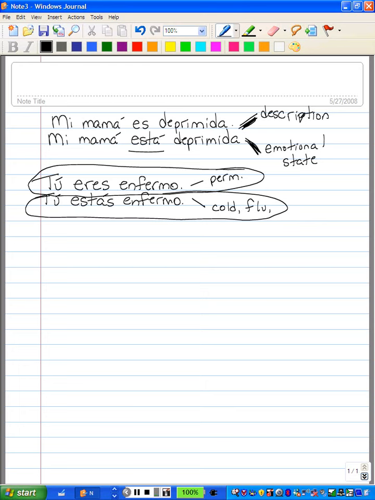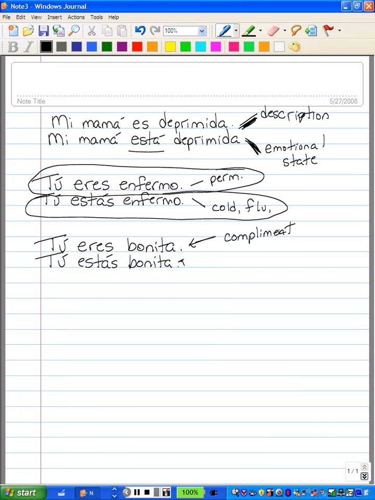Alright, another one. If you go to a nightclub and you meet a girl and you say, you are pretty, tú eres bonita, and then you have the next one, the same thing, that says you are pretty, tú estás bonita. Alright, this right here is the compliment. Okay? Tú eres bonita, you're pretty, meaning you're beautiful, you're lovely, you've always been lovely, in the morning you're going to be lovely, next week you're going to be lovely, etc.